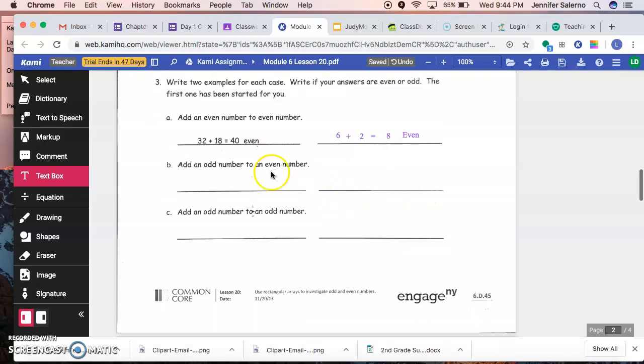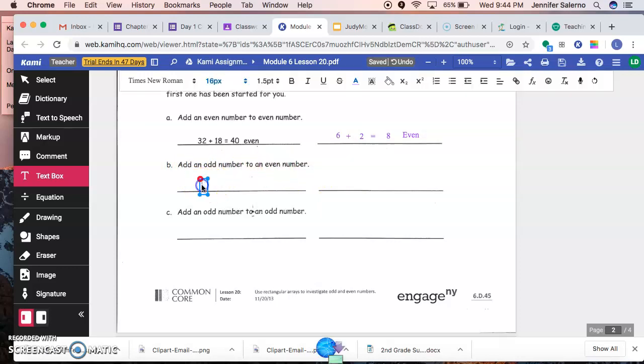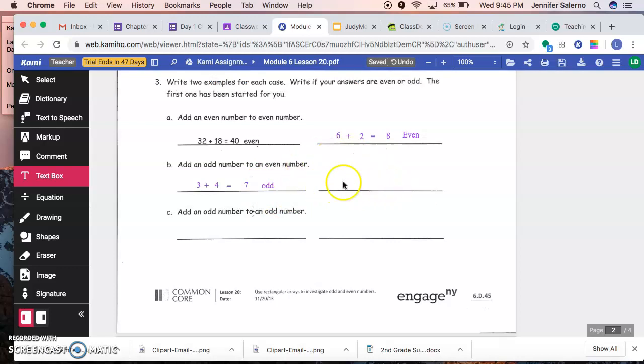Okay? Now over here, I need to add an odd number to an even number. So I'm going to think of an odd number. So I'm going to think of 3. And then I'm going to add it to an even number, so I'm going to add it to 4. And that would equal, which we should all know, 3 plus 4 is 7. And then I know that 7 is an odd number. And now you have to create your own over here that follows odd plus even.